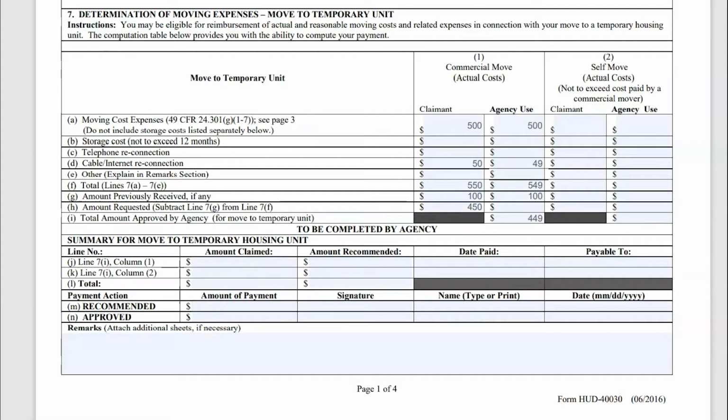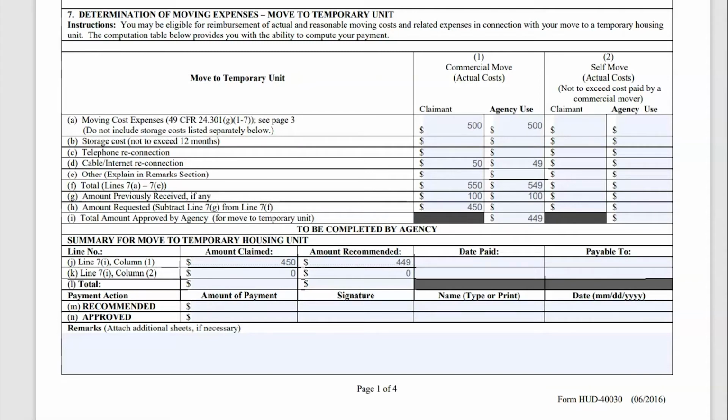Then the to be completed by agency section of number 7 will compare the amounts claimed by the claimant with the amounts recommended by the subrecipient. In 7J, the subrecipient will input the amount claimed and recommended for 7I for column number 1 for commercial moves. In 7K, the subrecipient will input the amount claimed and recommended for 7I for column number 2 for self moves.